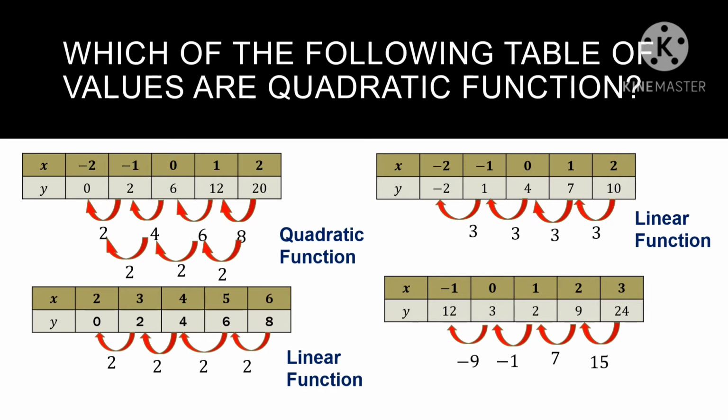So, let us verify the second differences. Negative 1 minus negative 9 is 8. 7 minus negative 1 is 8. 15 minus 7 is 8. So, the second differences are equal or the same. So, therefore, this table is a quadratic function. Okay, so that is how we identify if the table of values is a quadratic function or not.